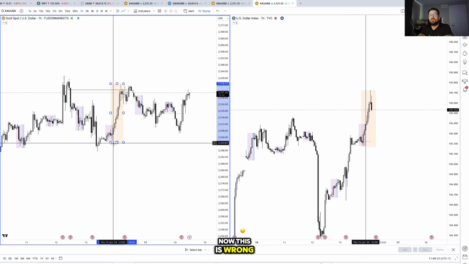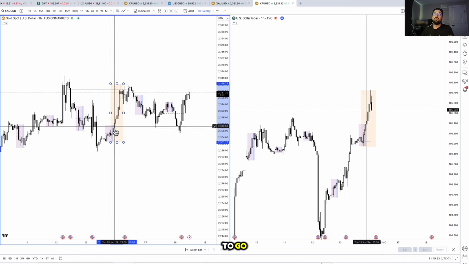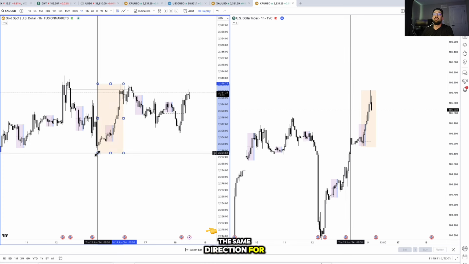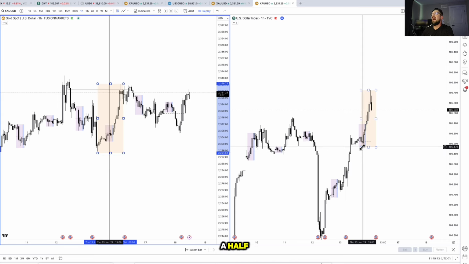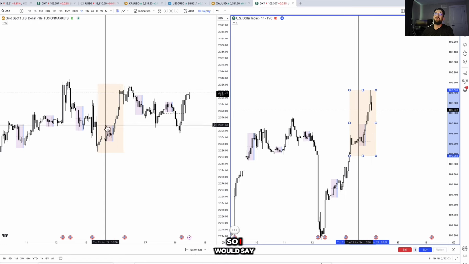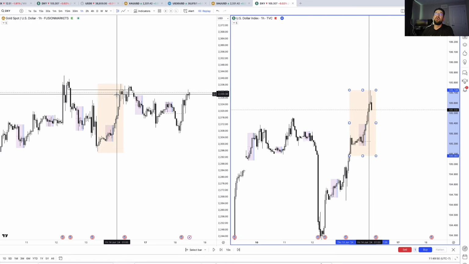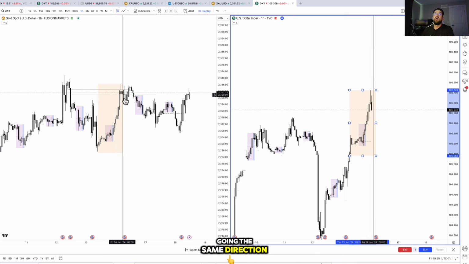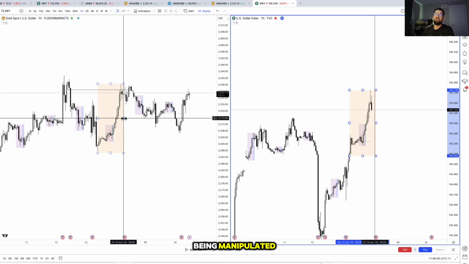Now, this is wrong. Something's off with this picture. This is not proper. This is manipulated price action at its finest. If it wants to go the same direction for a couple hours or whatever, that's fine. This is going the same direction for the better part of a day and a half. It's a manipulation. So I would say 80% of the time, maybe even 90, if gold and DXY are going the same direction, one of them's being manipulated.